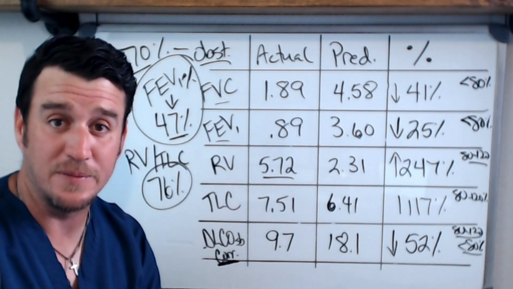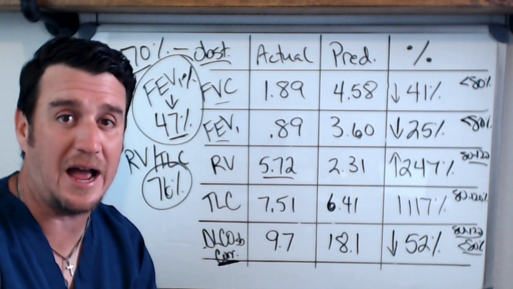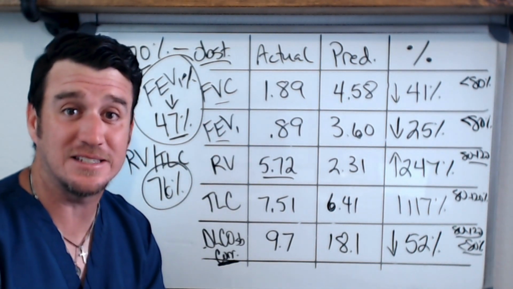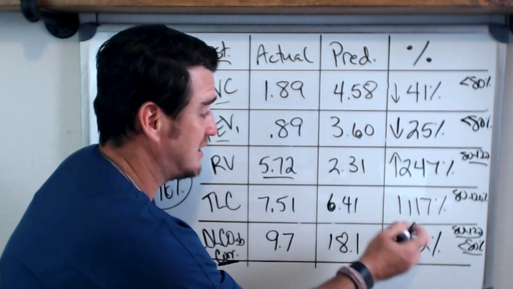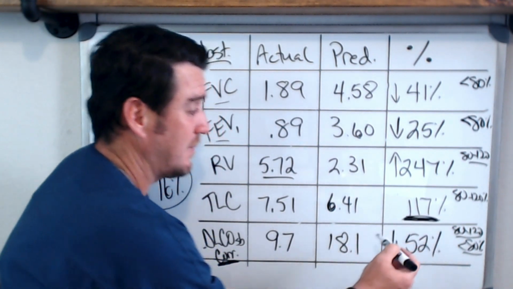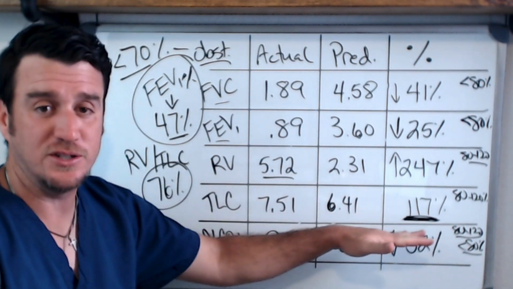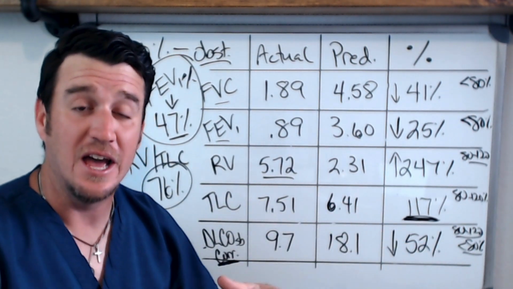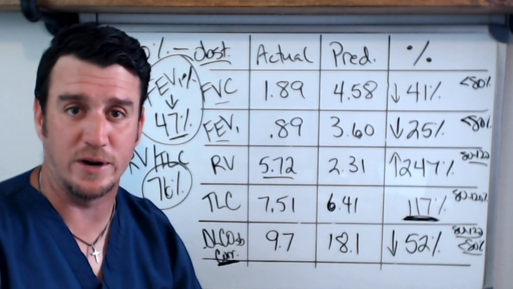This person is acutely air trapping. This is not a chronic hyperinflation person. You know why? You know why this isn't somebody who has chronic hyperinflation? Because their total lung capacity, okay, falls within normal range. If they suffered from chronic hyperinflation, their volume, their TLC would have been greater than 120%.